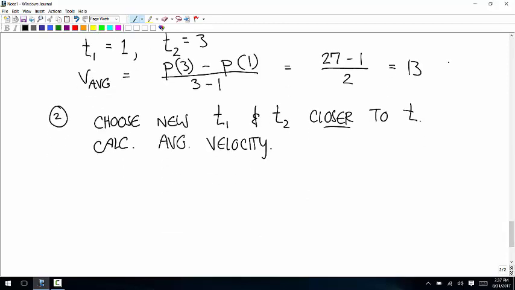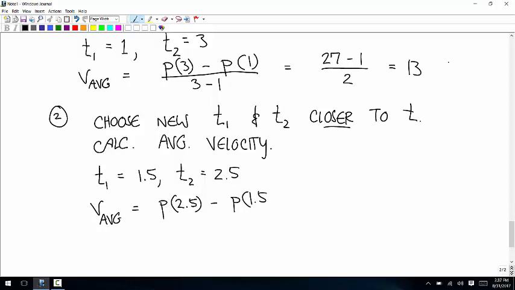So this time I'll choose T1 equal to 1.5 and T2 equal to 2.5. And then V average is going to be the position at 2.5 seconds minus the position at 1.5 seconds divided by 2.5 minus 1.5.